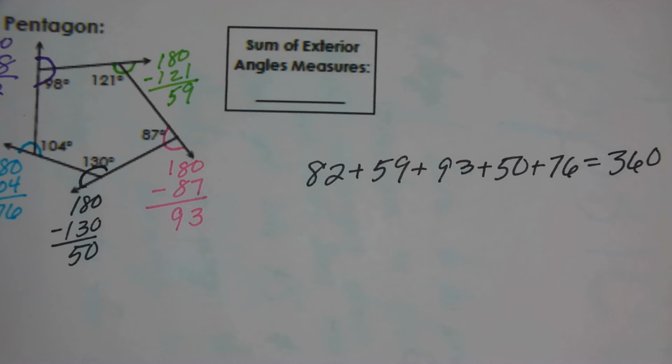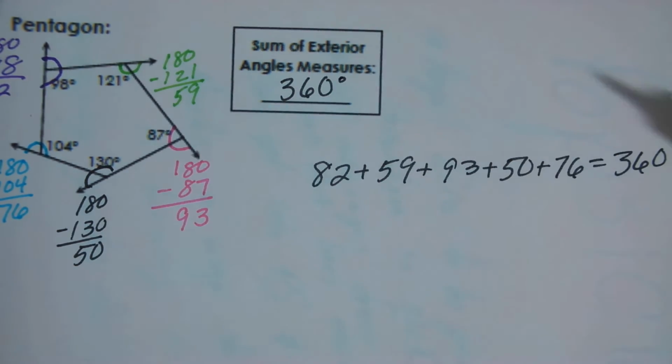Now, but Miss Carpio, what if you don't get 360? Well, then you know you did something wrong. Because you're supposed to get, you got it, 360 degrees.